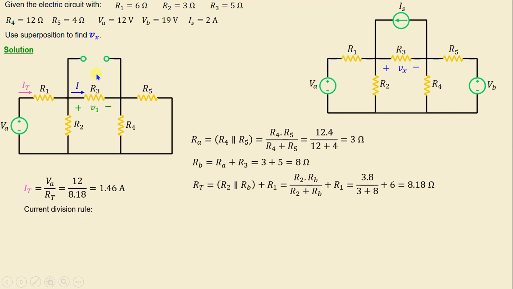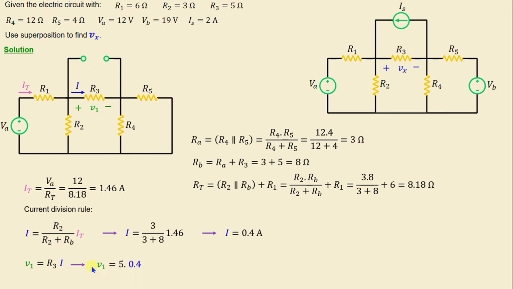In order to calculate the current I, I'm going to use the current division rule. That means I is equal to R2 over R2 plus Rb times It. And if we replace the resistors and the current with their numerical values, we obtain I is equal to 0.4 amps. The voltage V1 across the resistor R3 is given by R3 times I, according to Ohm's law. And if we replace R3 and I with their numerical values, we obtain V1 is equal to 2 volt.